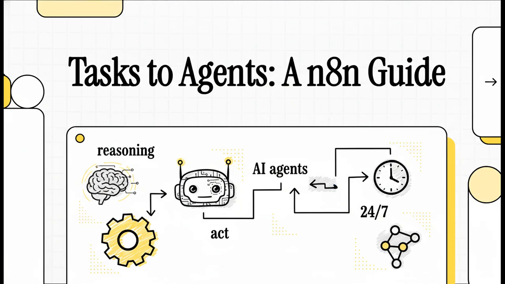You've probably heard a ton about AI agents, right? These super smart assistants that can supposedly reason, act, and just work for you 24/7. It all sounds incredibly futuristic and, let's be honest, a little complicated. But what if you could actually build one yourself? Today, we're going to break down what an AI agent really is and show you how to create one using an amazing tool called n8n.